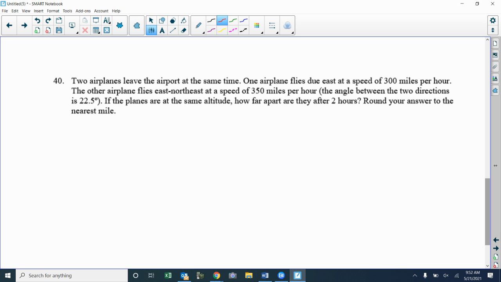All right, this one takes a little thinking. Two airplanes leave an airport at the same time. One flies east at 300 miles an hour. The other flies at 350. The angle between the two directions is 22.5 degrees. So they're kind of like, here's the airport. One's taking off this way, one's taking off this way. This is 22.5 degrees. Make sense, my friends?